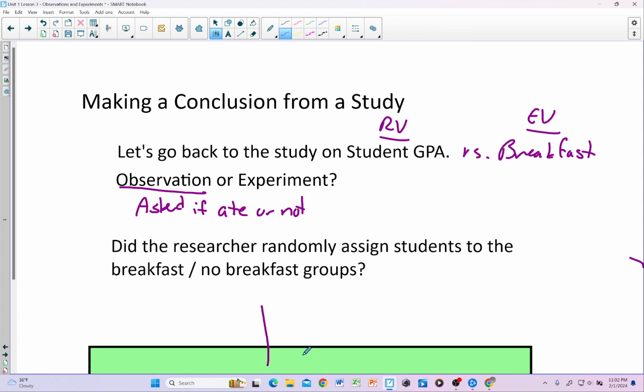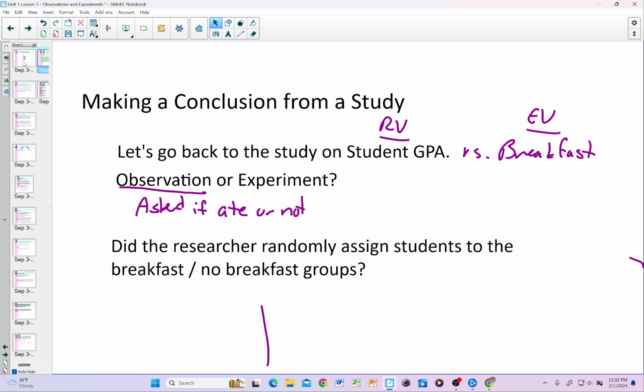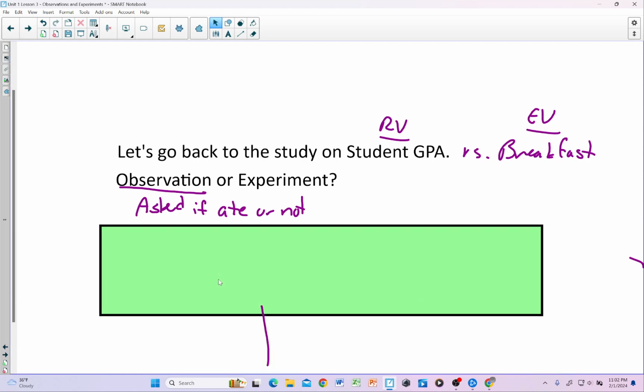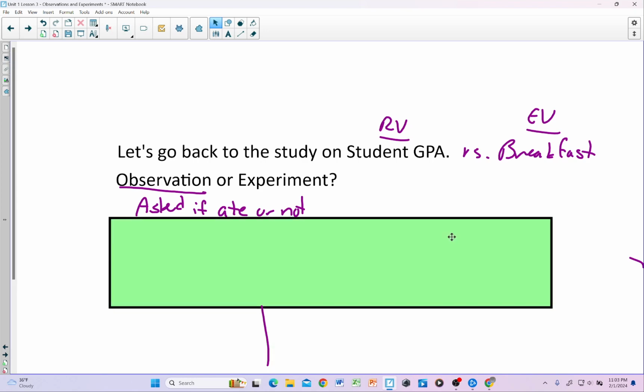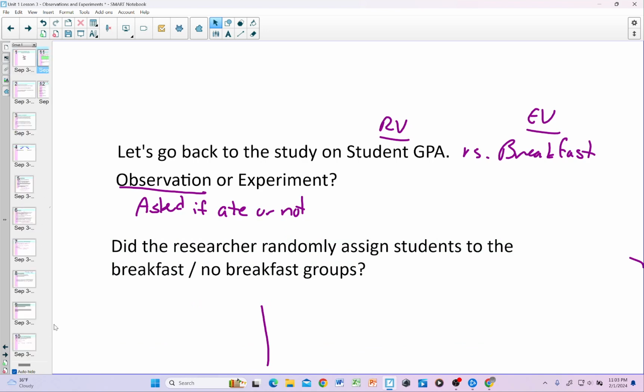Oops. That's not quite what I wanted. Can I tap it? There you go. Okay. Not moving here. Okay. There we go. Did the researcher assign it to breakfast groups and no groups? Uh-oh, why are you not scrolling anymore? Let's delete that. Okay. I know. It's having some issues. Okay.